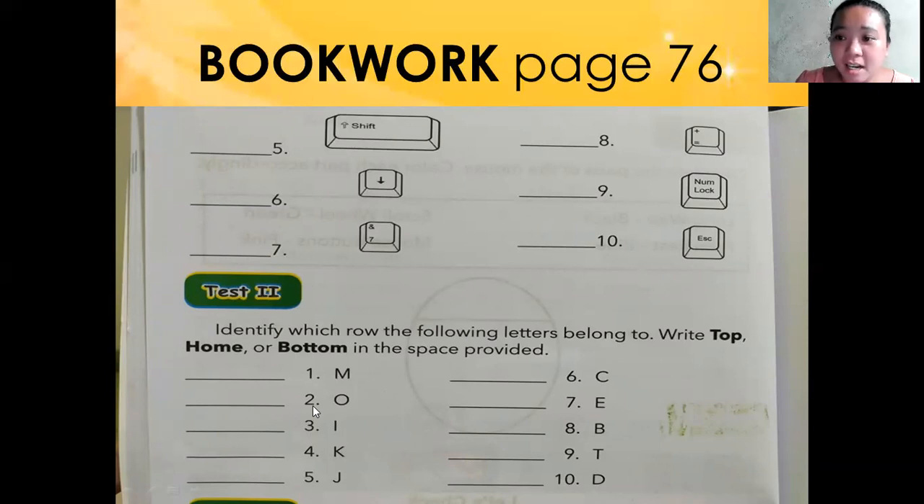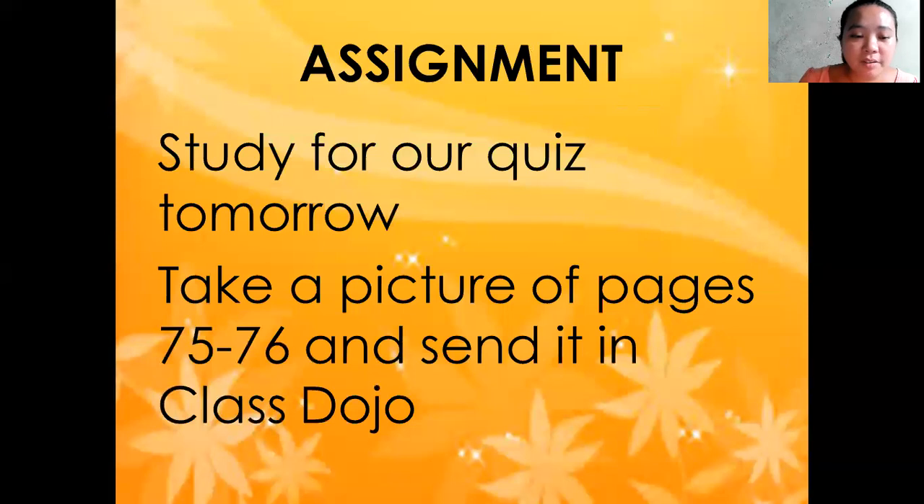If you are not yet done, you can pause this video. For those who are finished, you need to study also for our quiz tomorrow and take a picture of pages 75 and 76, then send it in our class dojo.